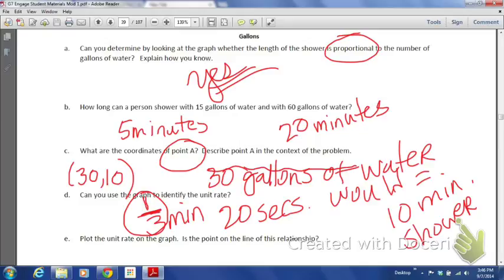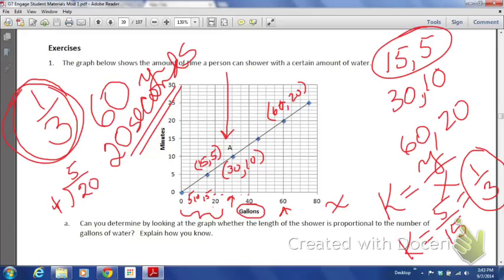Is the point on the line of this relationship? Again, kind of difficult, because what's hard is to find where the 1 is on this graph here. As you can see, the 5 is there, so the 1 is going to be somewhere down here, really close to the 0, 1.